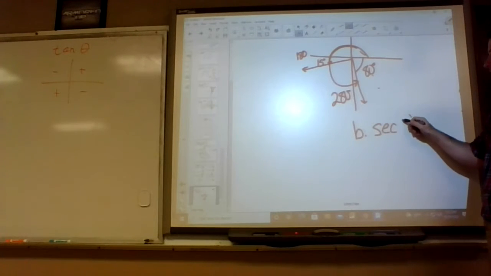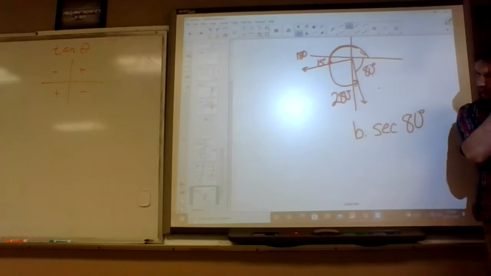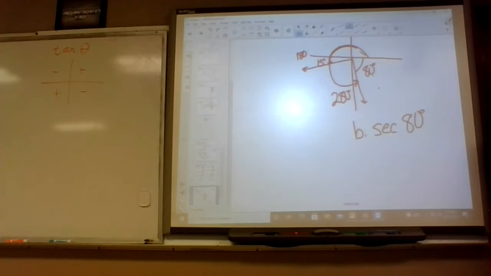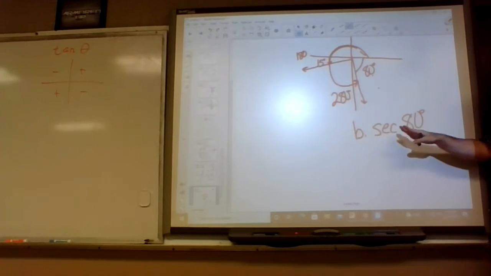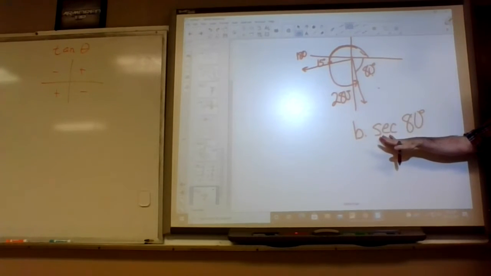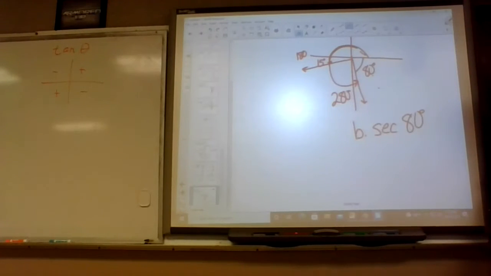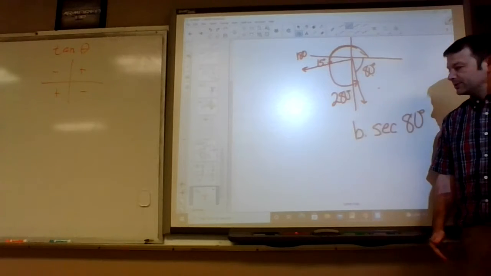secant of 80 degrees. We didn't do anything new, almost completely nothing new, except that we said secant is the reciprocal of cosine. Cosine is positive, so secant is positive in the fourth quadrant.